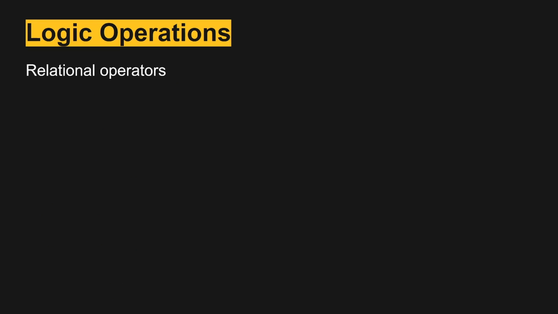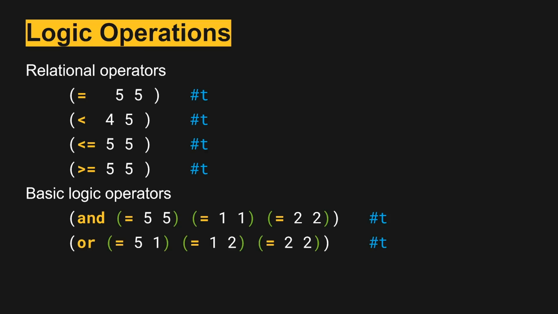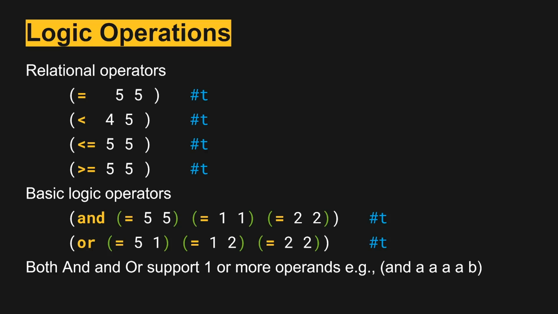In addition to mathematical operations, we have logical operations. We can test if two numbers are equal to one another, or one is less than, equal, etc. We can compound these logical operations using the and or. Both the and and the or allow us to do many different objects if we want to evaluate more than one. And as always, we could expand.